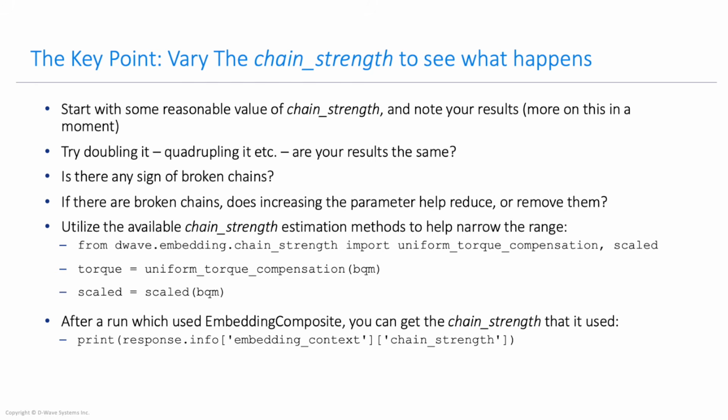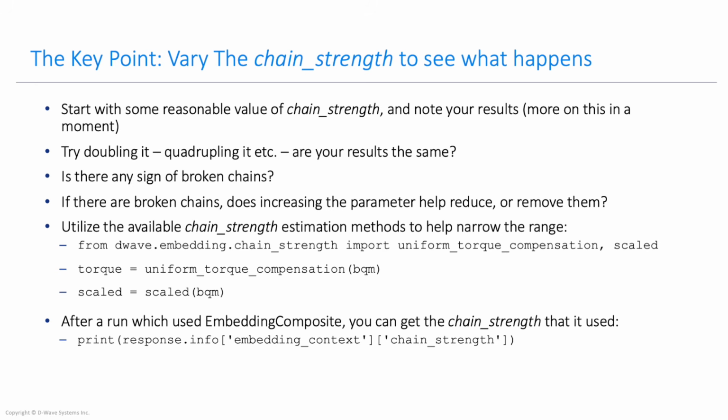Start with some reasonable value of it, and you can try to double it, whatever. Is there any sign of broken chains? And if there are, does increasing the parameter help remove them or reduce them in any way? And then the software I spoke of a couple moments ago utilizes the newly available chain strength estimation methods to help narrow the range.